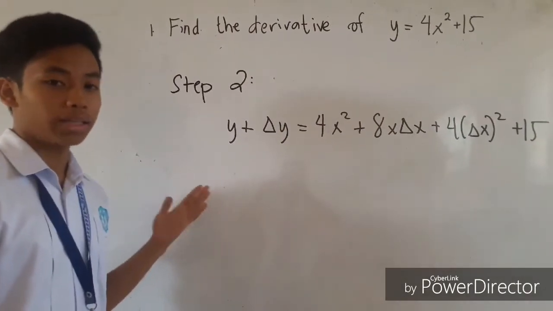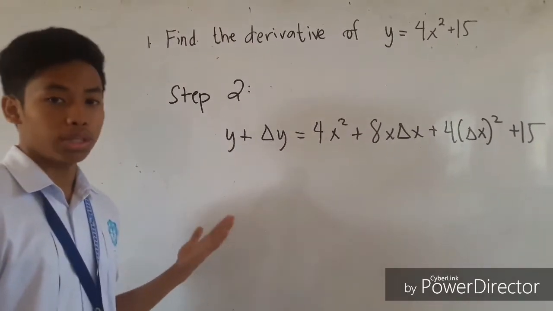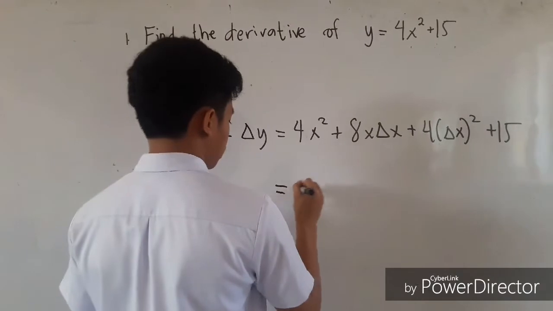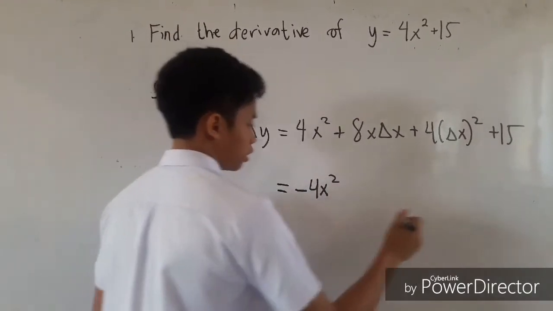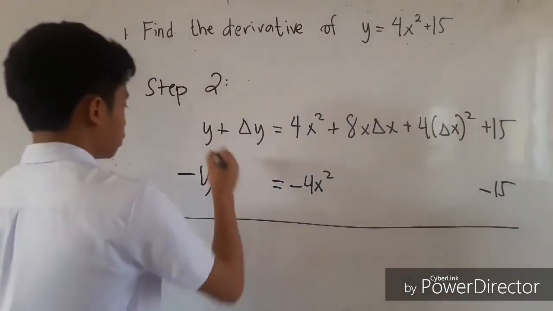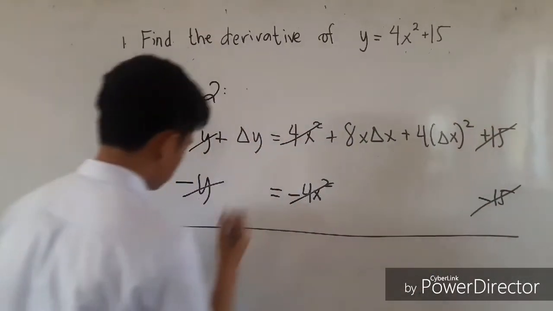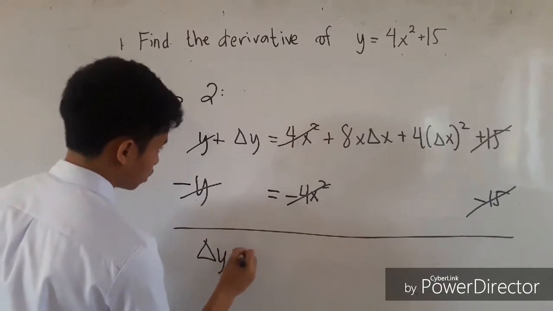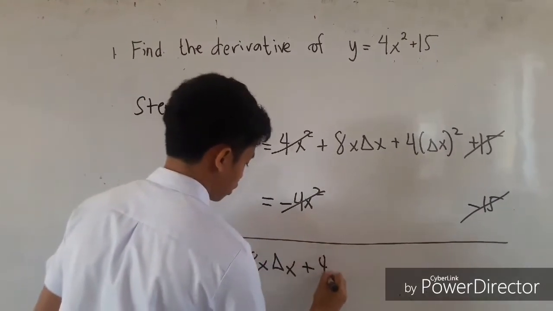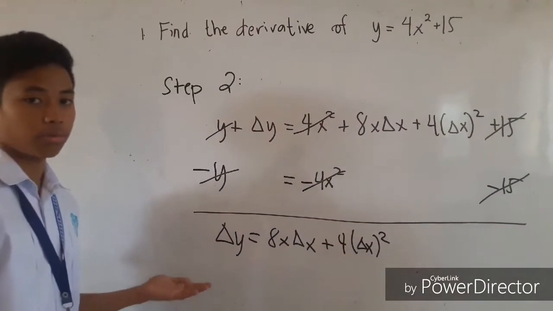Step 2. In order to find delta y, we subtract the given equation from the equation obtained from step 1. Then we simplify. So, negative y equals negative 4x squared minus 15. So what will happen is we cancel out these. So delta y equals 8x delta x plus 4 delta x squared. So here now is our simplified form.